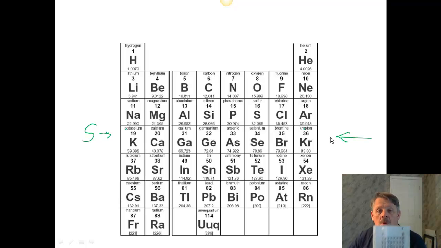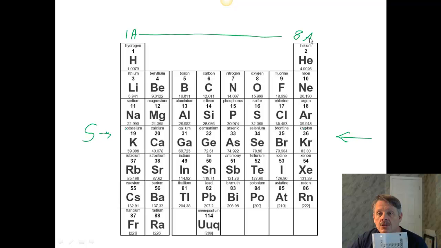Now, if you remember how these columns are labeled, they're labeled 1A, 2A through 8A, if we use that convention, as opposed to 1 to 18. And that also happens to be the number of valence electrons that are in each column of the periodic table. So if you pause the video, please, and write down 1 through 8 as your valence electrons.